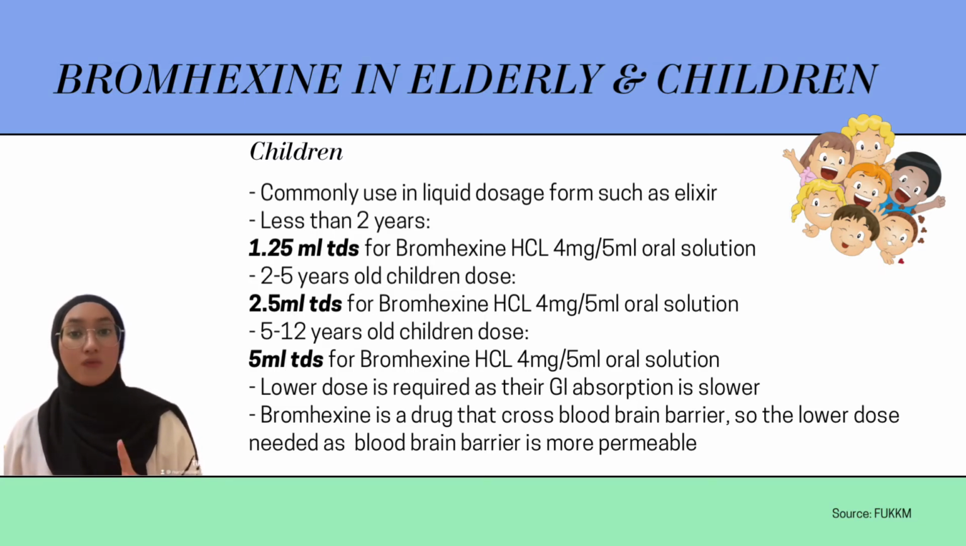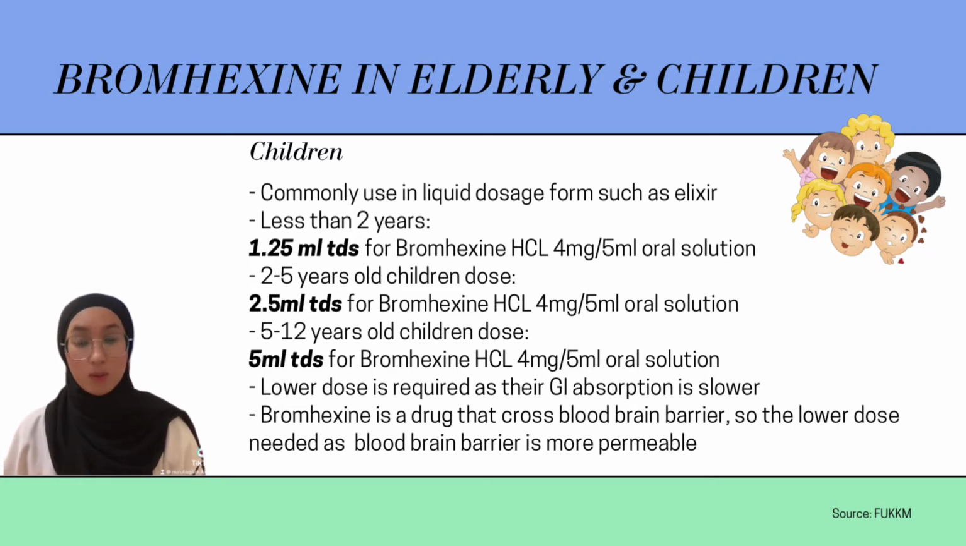For less than 2 years old, recommended dose is 1.25 ml 3 times a day, for 2 to 5 years old, 2.5 ml 3 times a day, and lastly for children 5 to 12 years old, 5 ml 3 times a day of bromhexine HCl 4 mg per 5 ml oral solution.